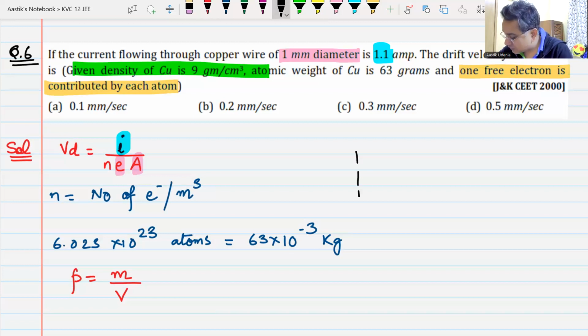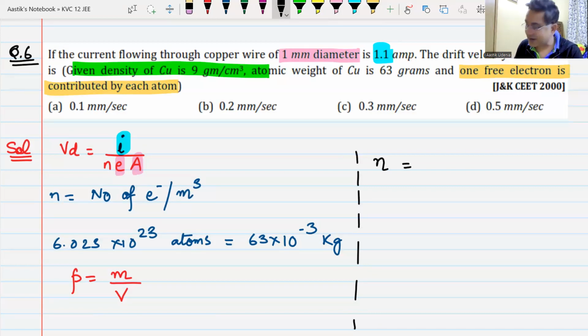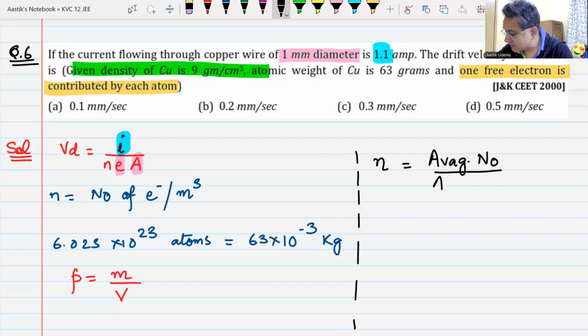Let me give you a shortcut formula for this. The number of atoms per meter cube will be given by your Avogadro number divided by the atomic mass in kgs, remember, multiplied by the density.